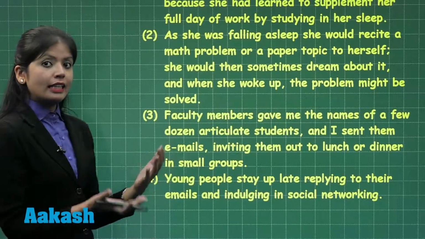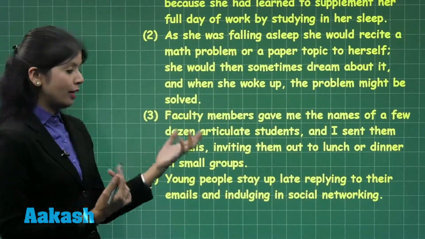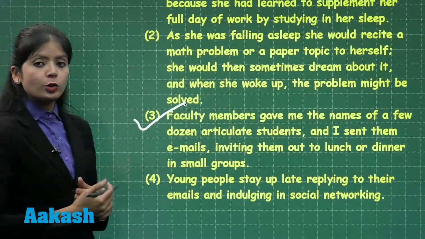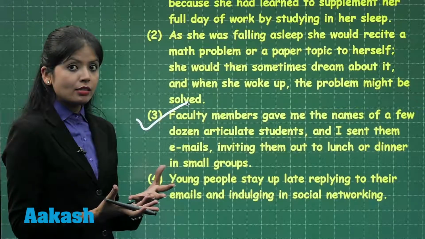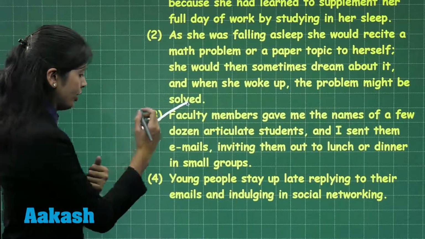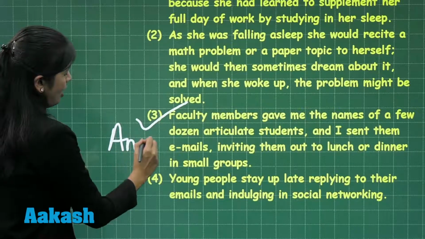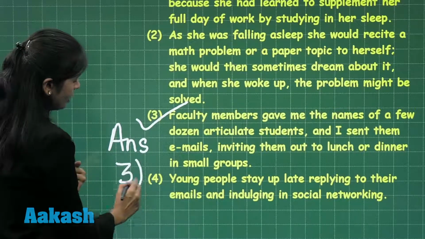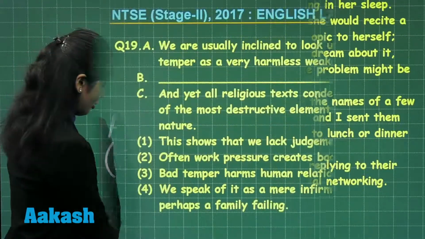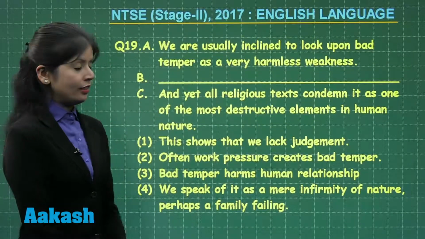At odd hours, he received replies back, and therefore we can easily say that the correct answer is option 3, where he wrote mails to them and thereby in return got replies at odd hours. Therefore, the correct answer is option number 3. Let's look at the next question. Let's look at question number 19.